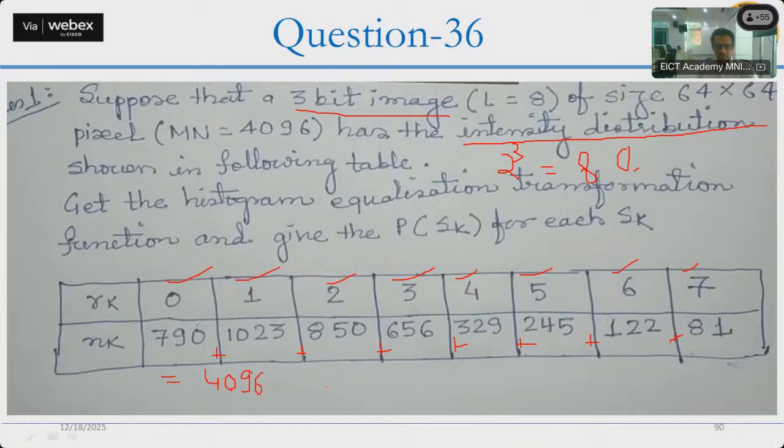Okay. So now actually once you are able to interpret the things, you are with the problem. This is shown. Now what has been asked here: get the histogram equalization transformation function and give the P for each K. Equalization. Are you able to remember what is equalization?